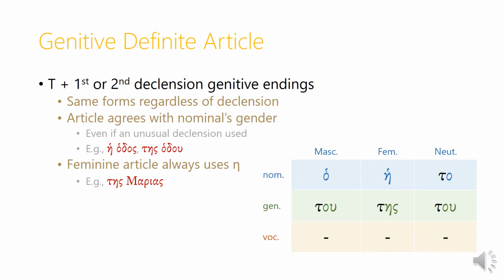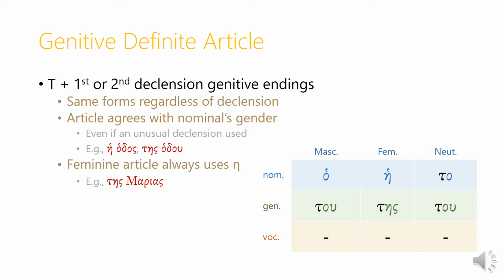So we have hodos, which is a term for road or way, and even though it takes second declension endings, its gender is feminine, so we use he, not ho. And again, in the genitive, we use tes, not tu.